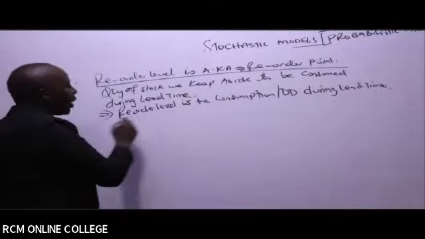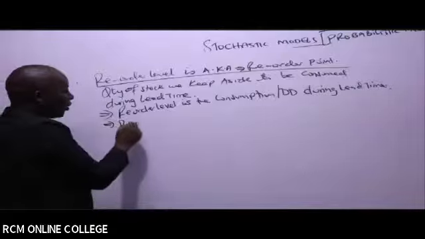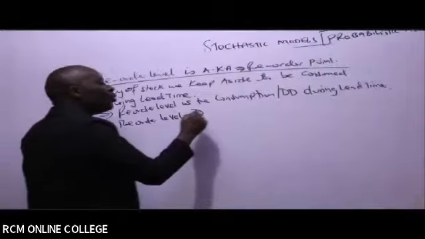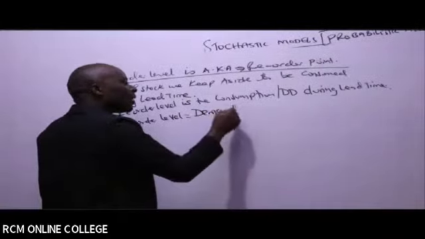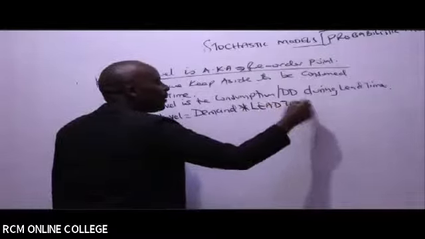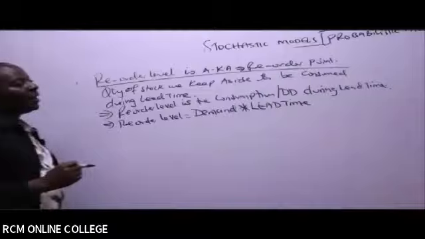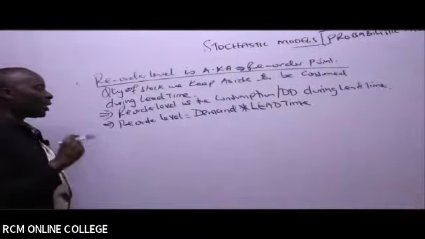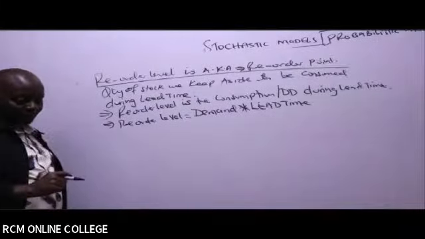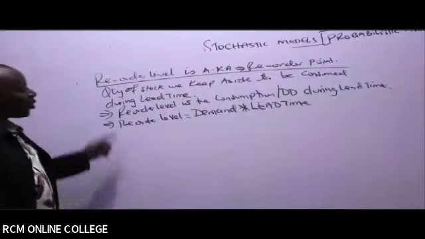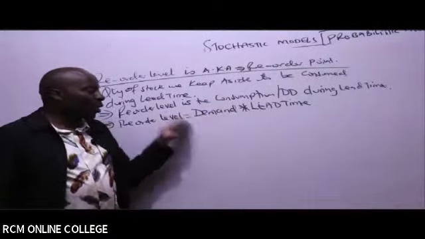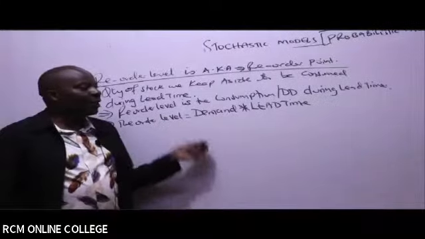Then given this, how do we calculate this reorder level? To calculate this reorder level, basically you shall take the demand times lead time. So anytime they want you to get the reorder level, you take demand times lead time, because we are saying that the reorder level is the consumption during lead time. So the reorder level will be demand during lead time.